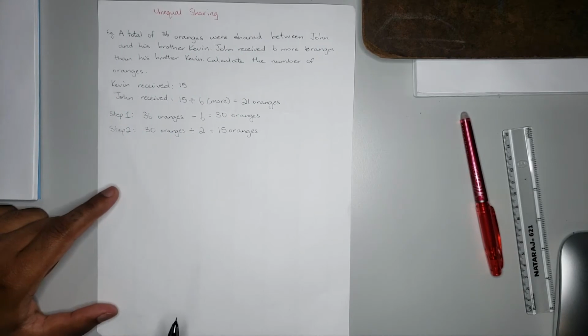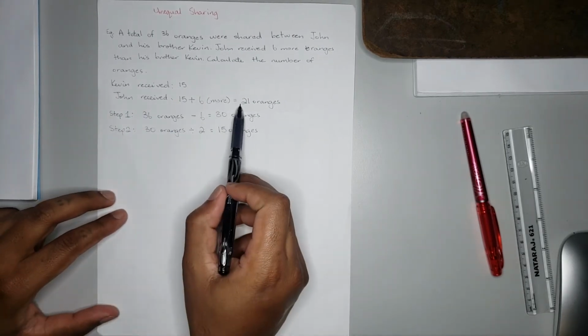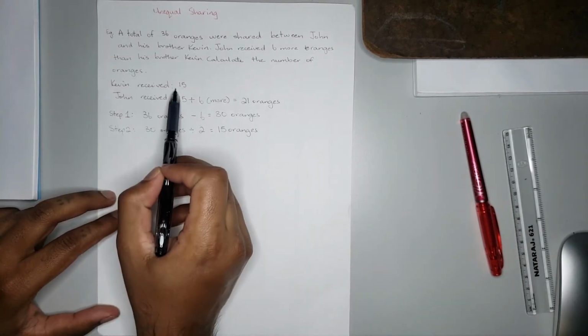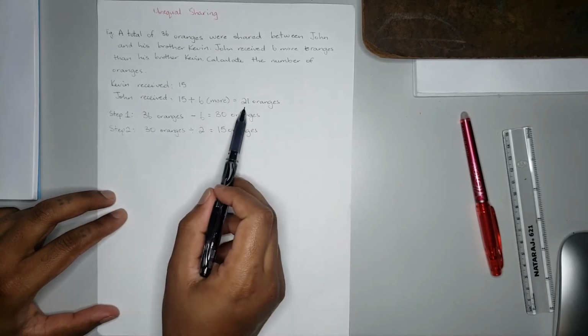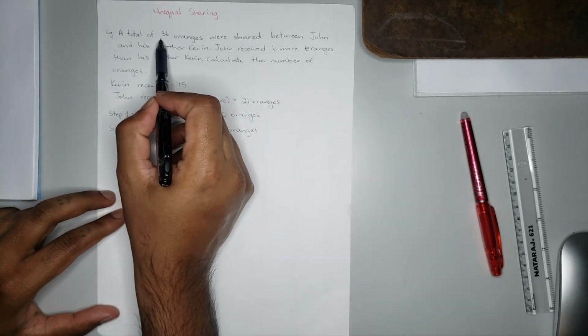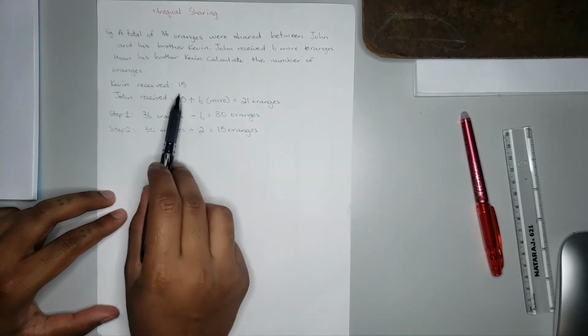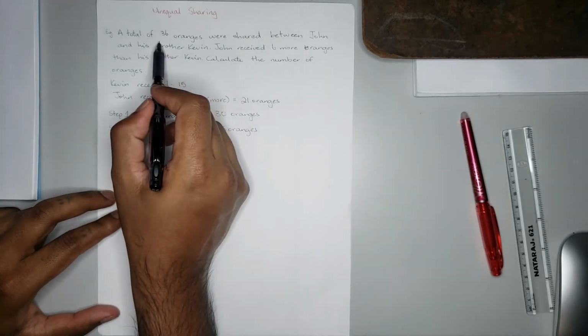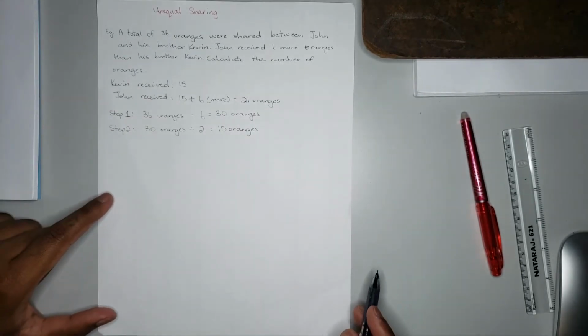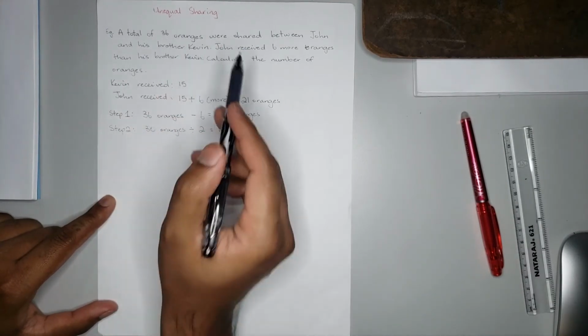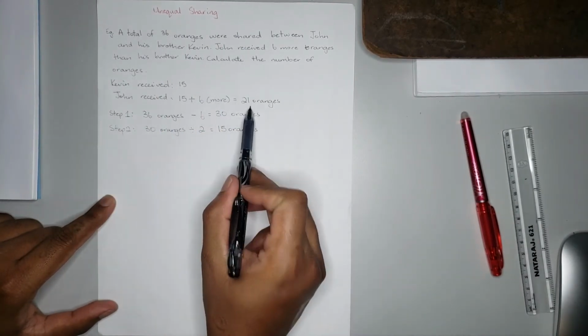To check now, to ensure that the answer is correct, when you add up the quantity that John received and the quantity that Kevin received, it's supposed to add up back to the total, which is 36. So 15 plus 21 is 36. So we realize here that our answer for Kevin is 15, for John is 21.